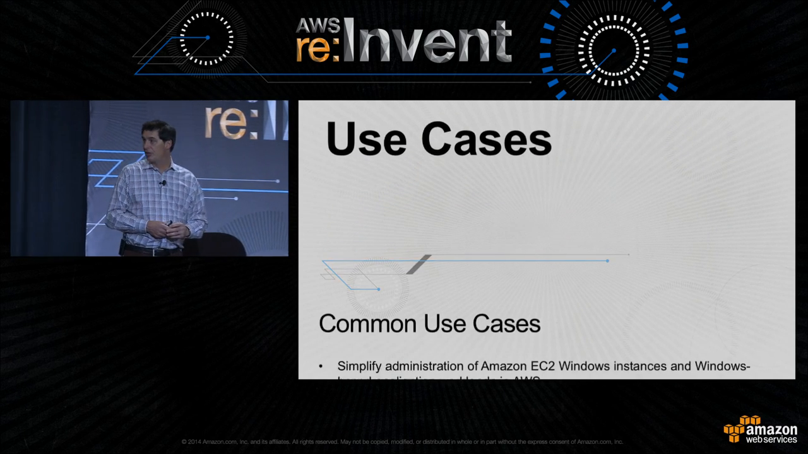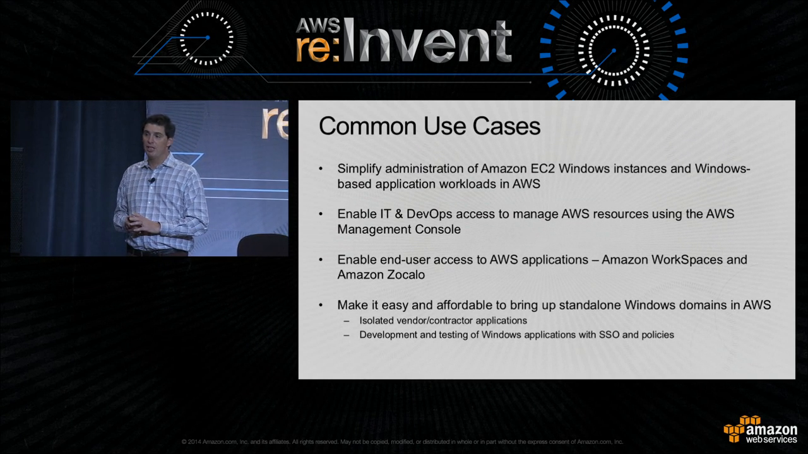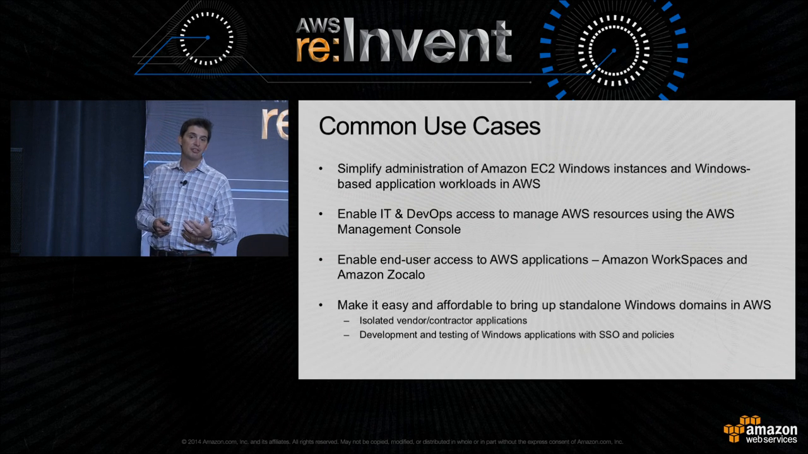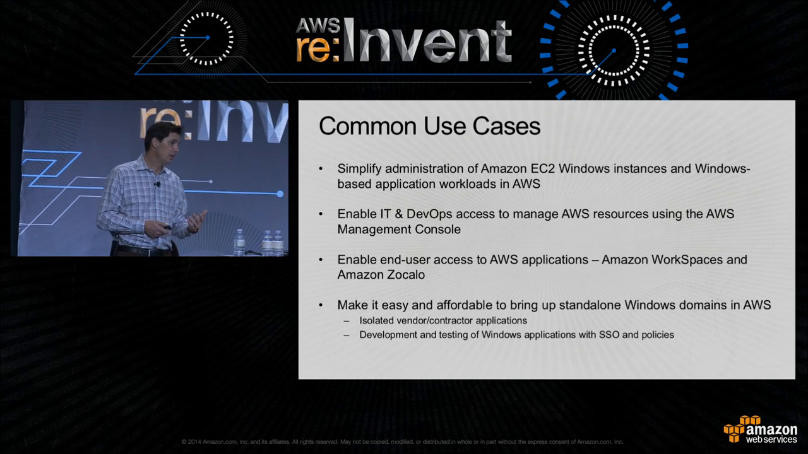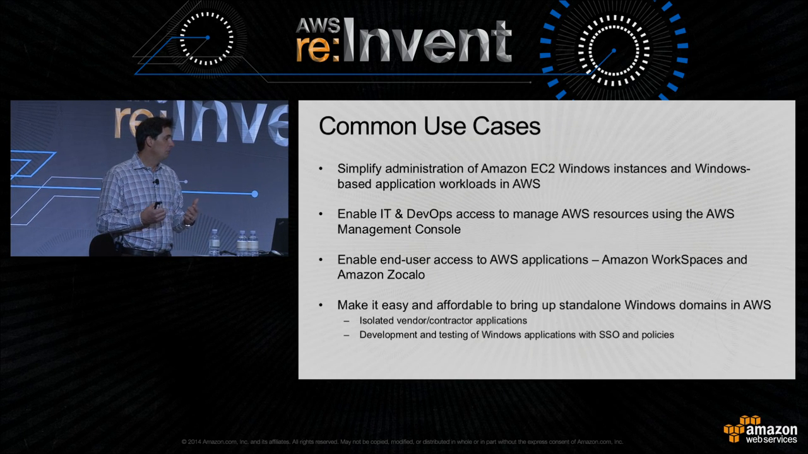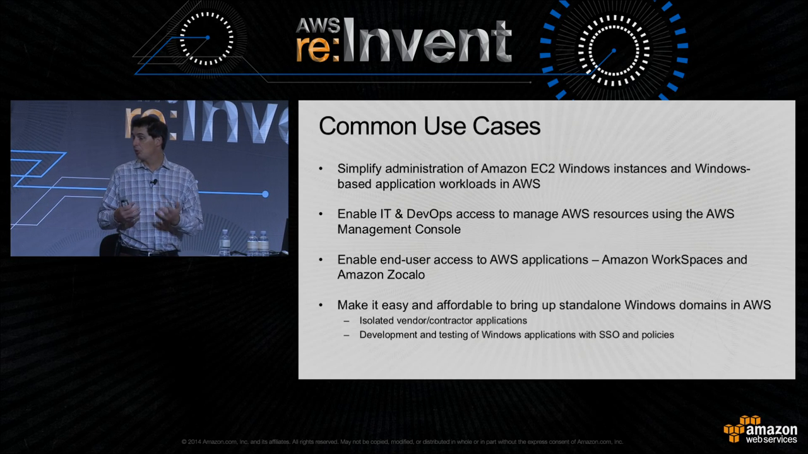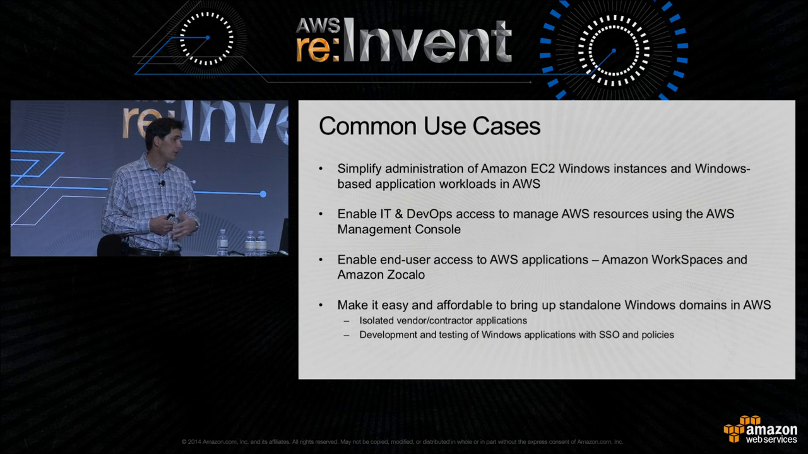So a couple of key use cases. I've mentioned a few of these. But we think this will greatly simplify the administration and management of Windows instances in AWS, something our customers have been asking for a lot. Today, many customers that want this functionality go and actually set up their own domain controllers. They try and manage them themselves. It can be somewhat cumbersome and complicated to do and takes a lot of time. This simplifies that process for them.